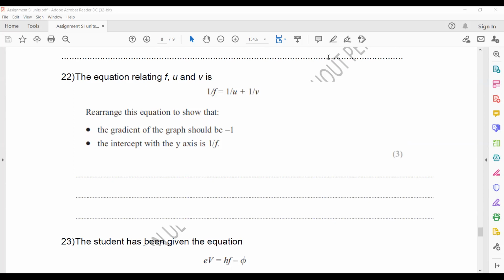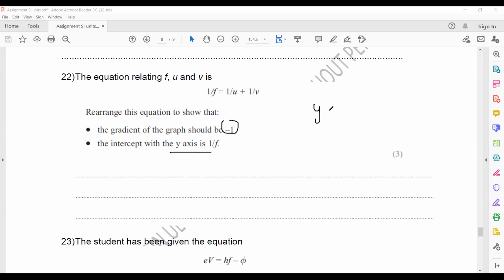Questions 22, 23, and 25. For question 22, the task is to rearrange this equation and show that the gradient is -1 and the intercept on the y-axis is 1 over f. So how can we rearrange this equation? We have the equation 1 over f equals 1 over u plus 1 over v.